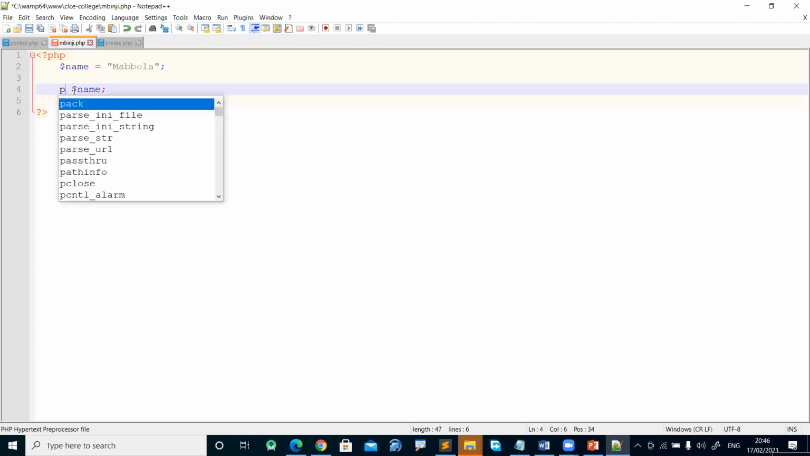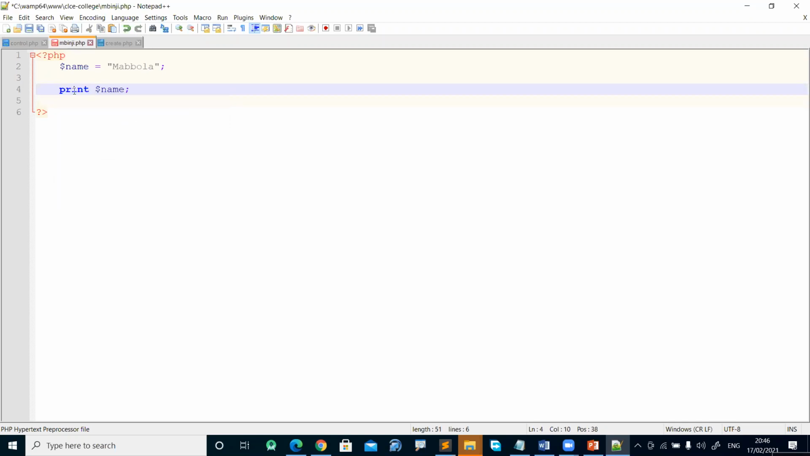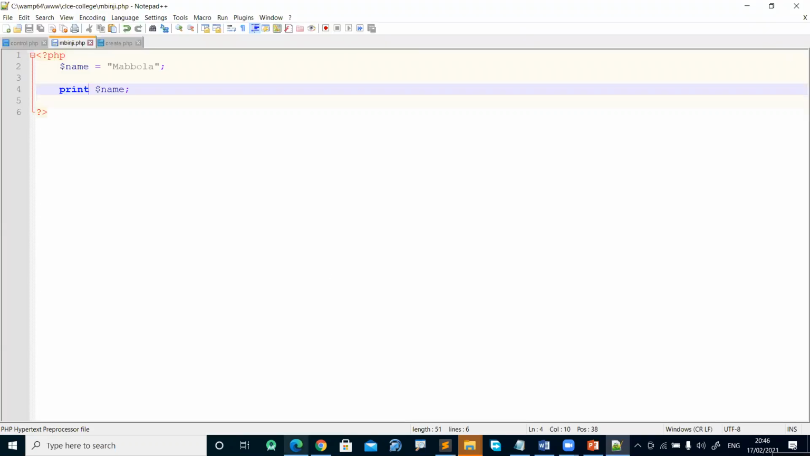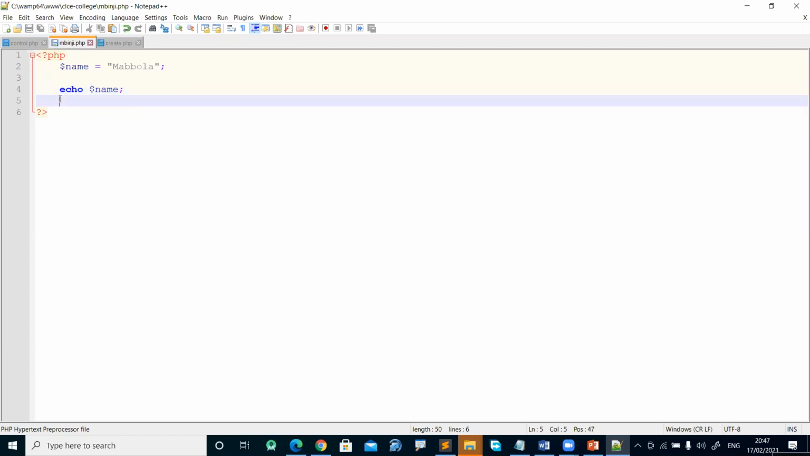Or I can even use the word print if I want. Print is the same as cout. So you can see print also works. So I can use either print or echo. That is just in PHP? In PHP, yes.